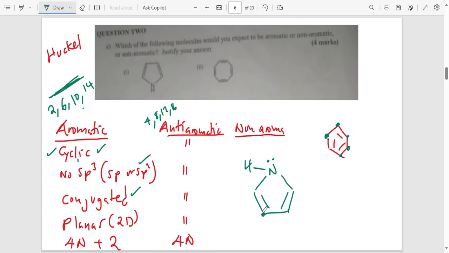If you look at this carbon, it is bonded only to two things, meaning it is sp2 hybridized. This one is also sp2 hybridized. This one also is sp2 hybridized. This carbon also is sp2 hybridized. And then look at the nitrogen. Now, as you can see, nitrogen is bonded to hydrogen.